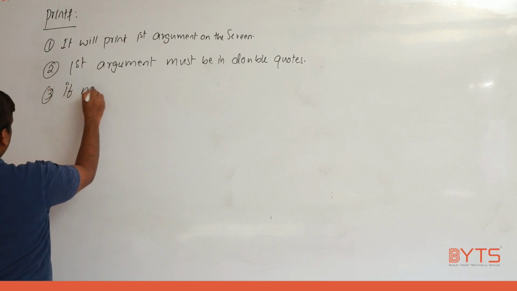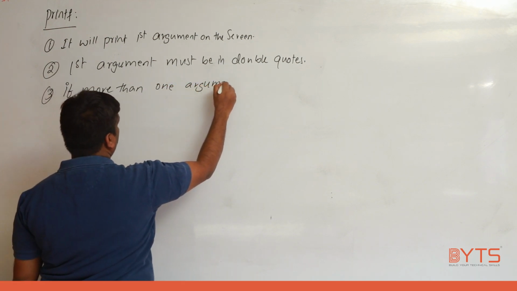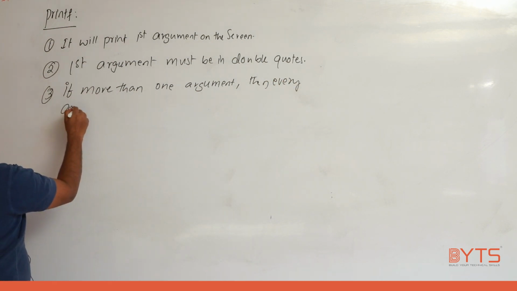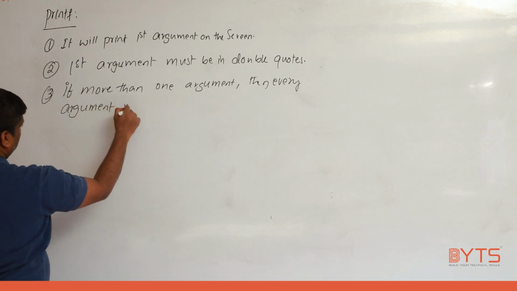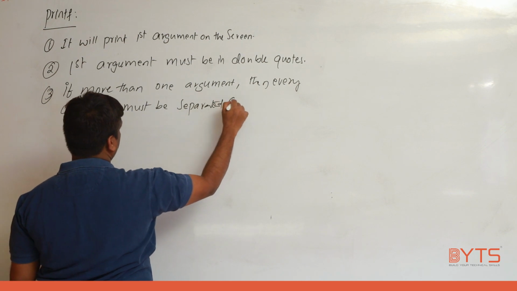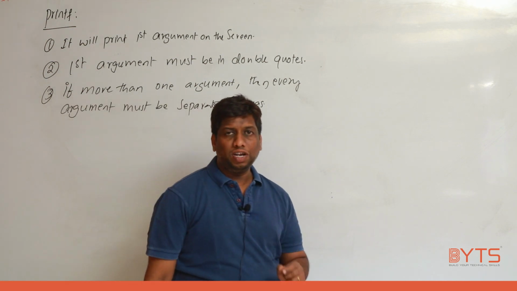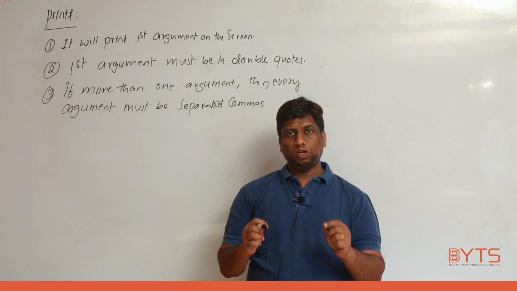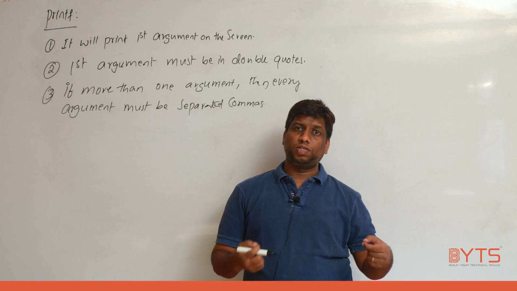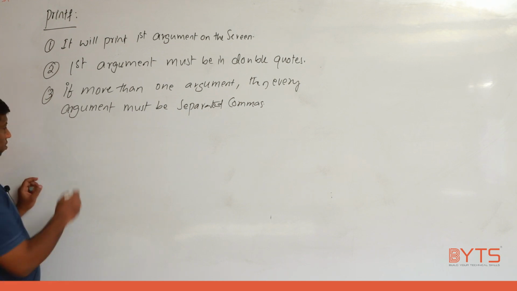Third point: if there is more than one argument, then every argument must be separated by commas. So what is the job of printf? It will print the first argument on the screen. The first argument should be present in double quotes. If you have more than one argument, every argument must be separated by commas. Very important. Now we'll see some examples.